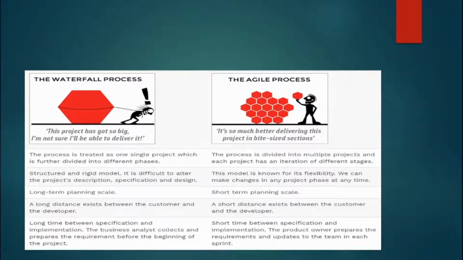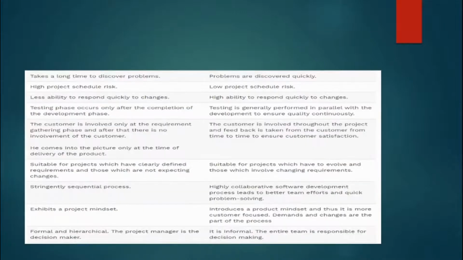Also, in waterfall, the business analyst or the BA collects and prepares the requirements, but in agile, the product owner prepares the requirements and updates the team. In waterfall, it takes a long time to discover problems, whereas in agile, problems are discovered very quickly. High project schedule risk is found in the waterfall model, whereas low project schedule risk in the agile model. In waterfall, there is less ability to respond quickly to changes, whereas in agile, we have a higher ability to respond quickly to changes.